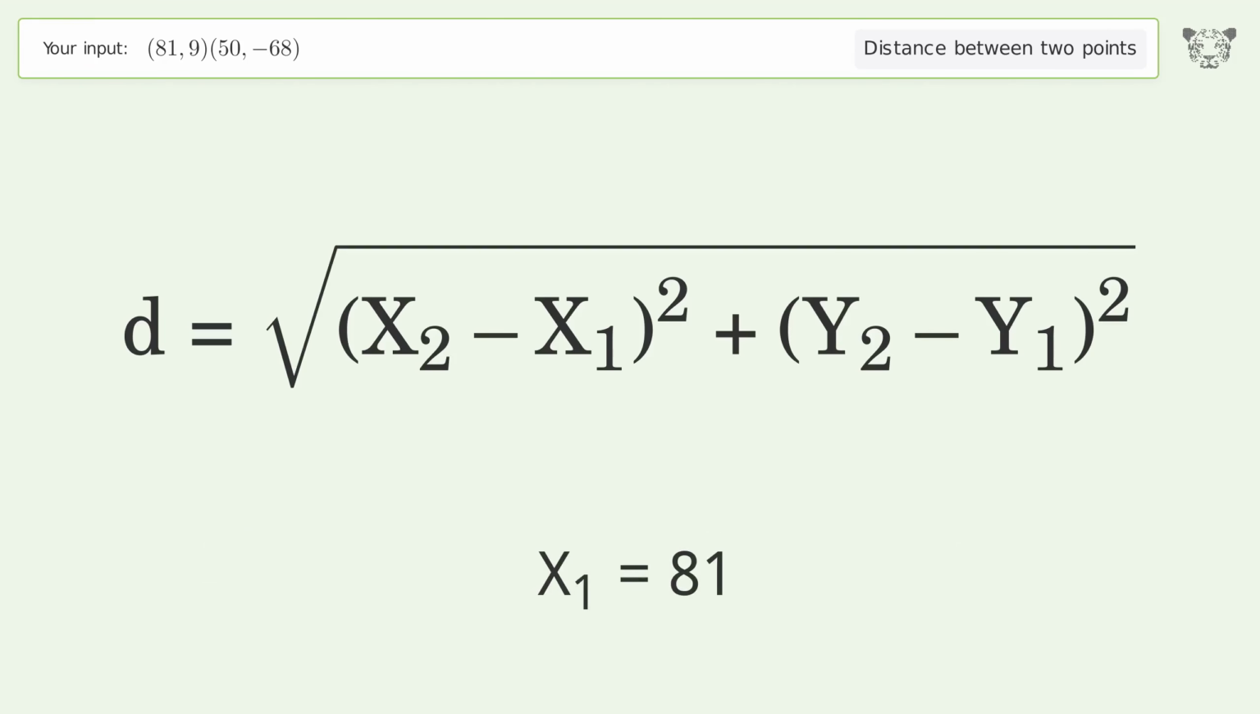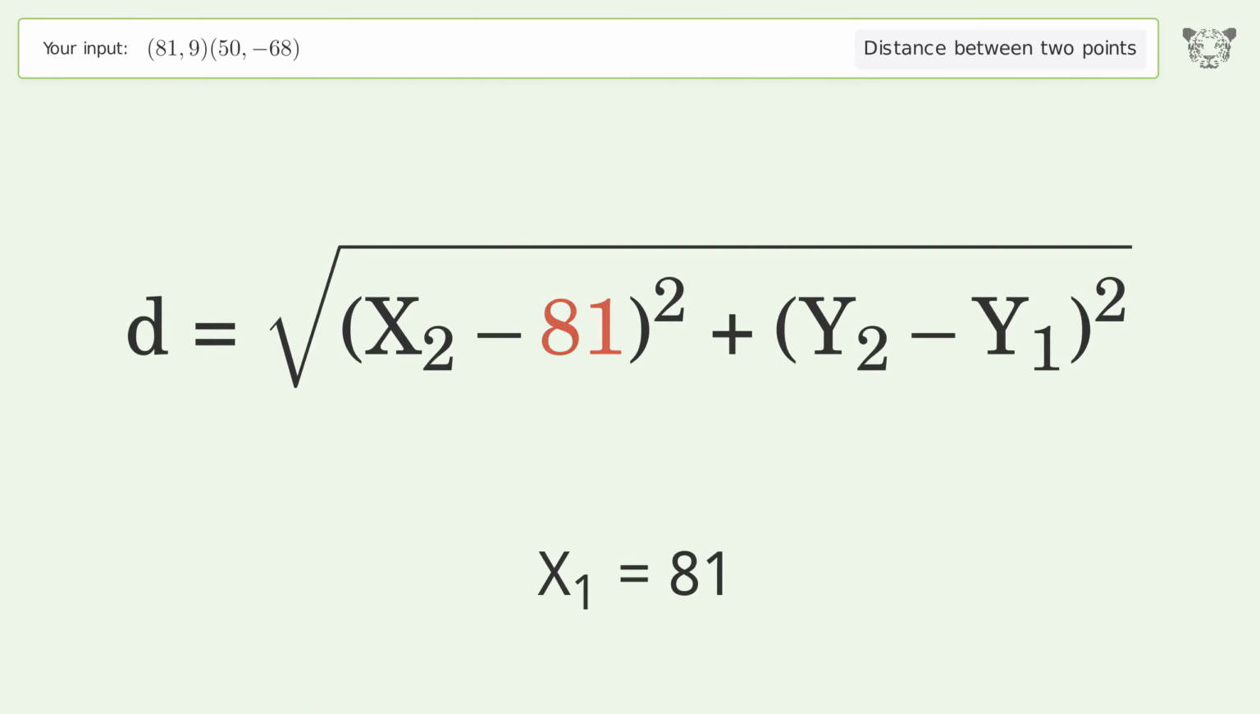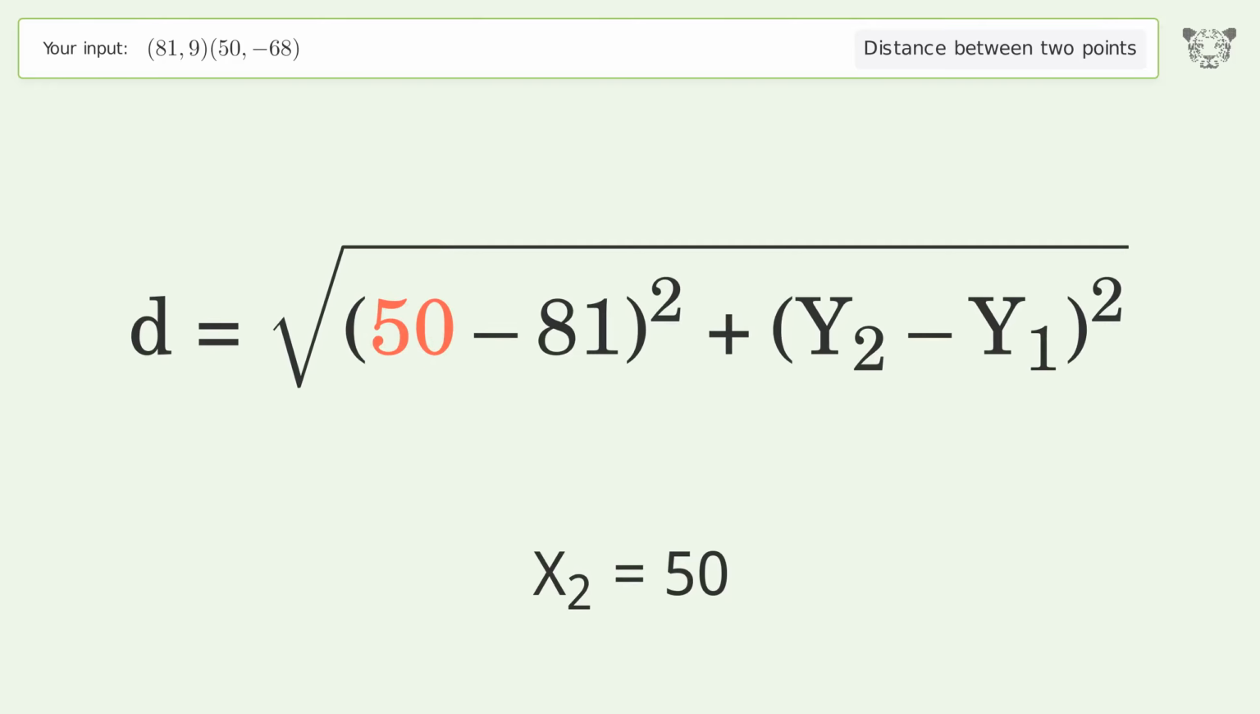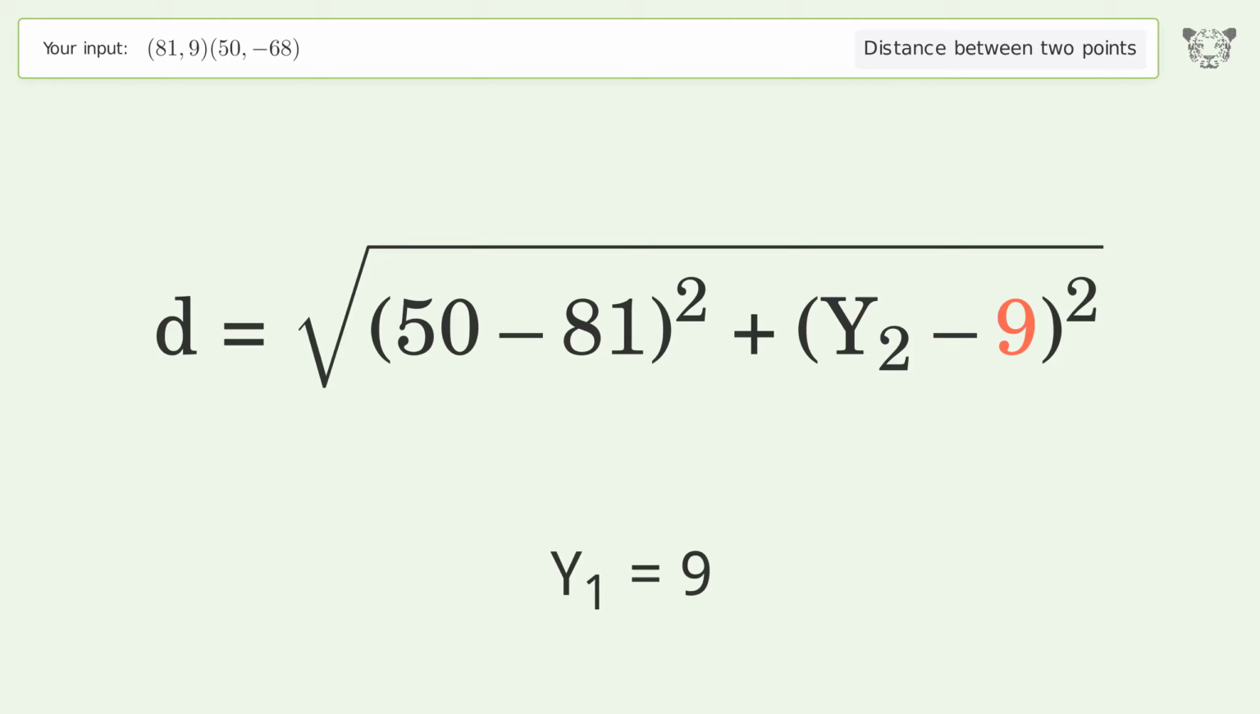x1 equals 81. x2 equals 50. y1 equals 9. y2 equals negative 68.